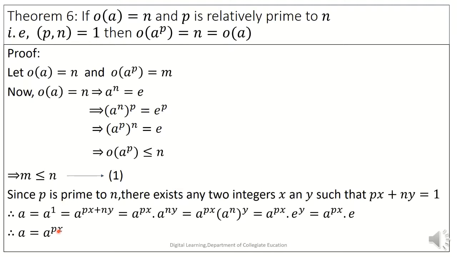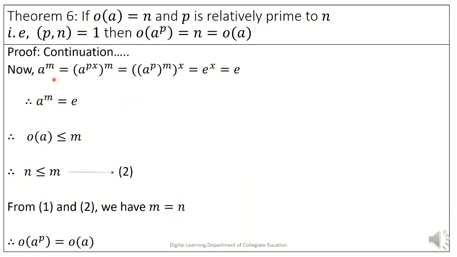In the next step, raising to the power m on both sides of this equation, we have a to the power of px into m. We can interchange these two powers in this form. Here again a to the power m is e, e to the power x is e. Therefore a to the power of p into m is e. Therefore e to the power x, if e is multiplied x times, then e only, isn't it? Therefore a to the power m is equal to e.